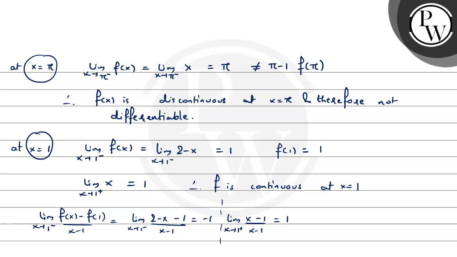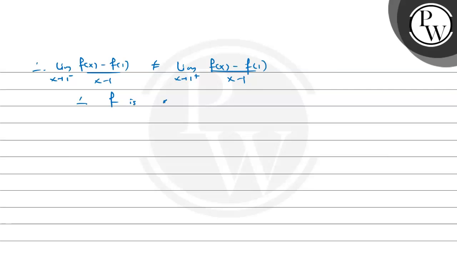Since the left hand limit of (f(x) minus f(1)) divided by (x minus 1) is not equal to the right hand limit of (f(x) minus f(1)) divided by (x minus 1), therefore f is not differentiable at x equals 1.